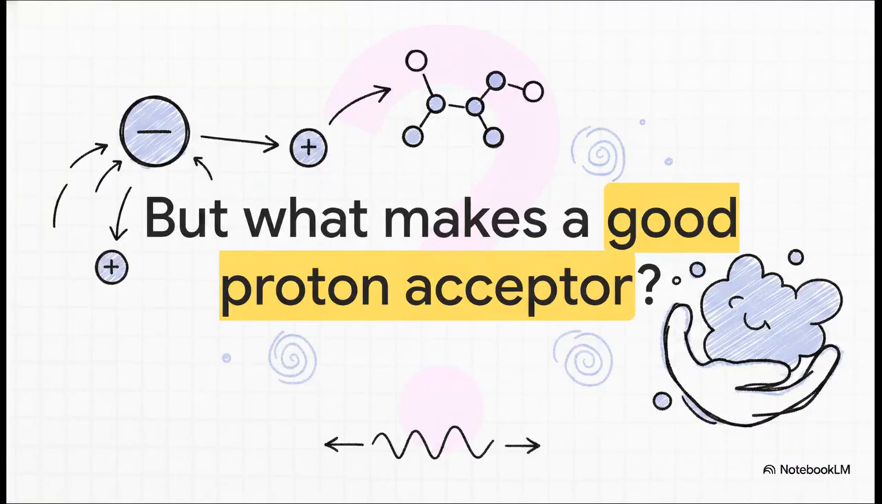So, we've spent a ton of time on molecules giving away their protons. But what about the other guys? What actually drives a molecule to aggressively pull a proton toward itself? What makes a good acceptor?